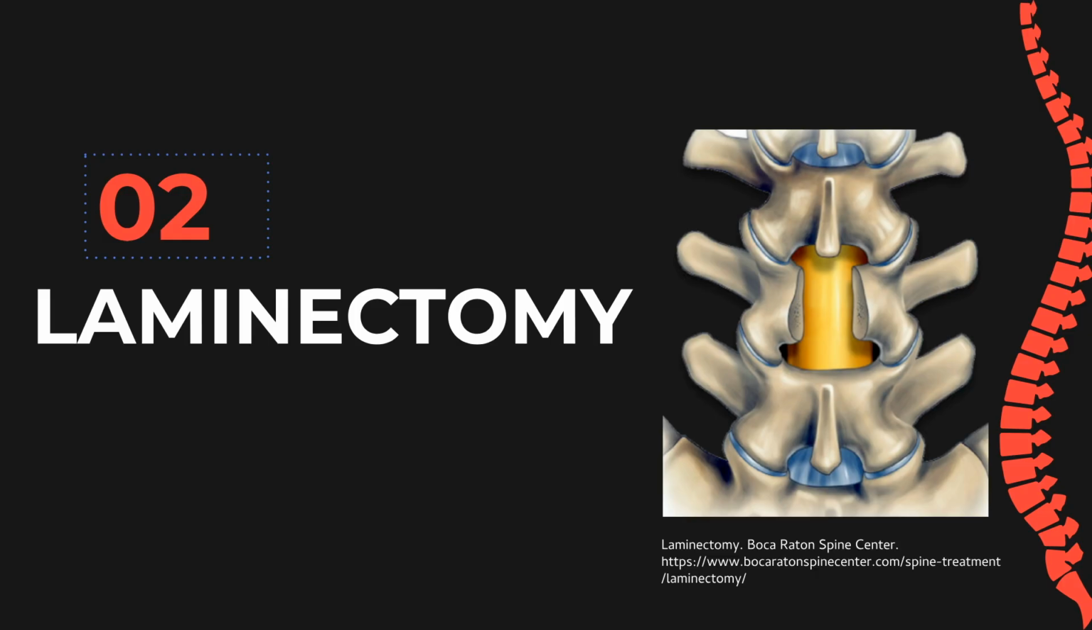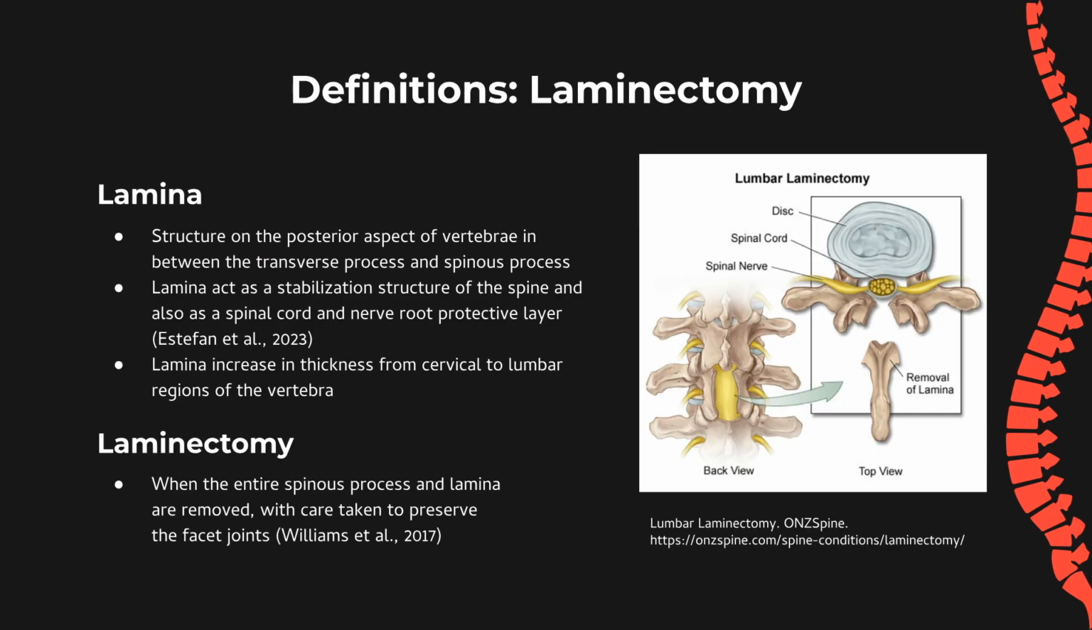Next, we'll go over laminectomy. Before describing laminectomy, let's discuss the lamina. The lamina are structures on the posterior aspect of vertebra in between the transverse process and spinous process. Lamina act to stabilize the spine and also to provide protection to the spinal cord and nerve roots. Lastly, the lamina increase in thickness from cervical to lumbar vertebra.